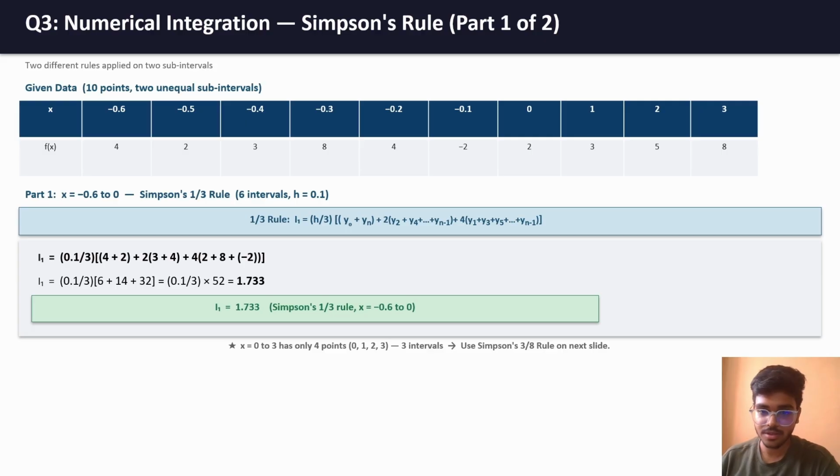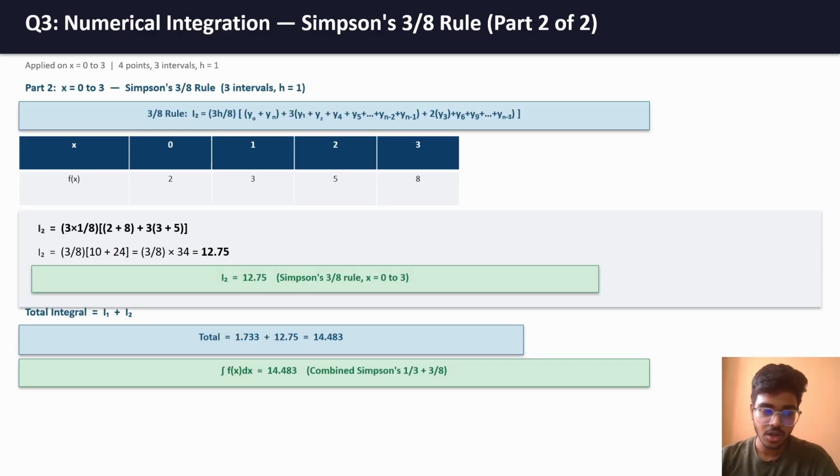Okay, so now let us substitute our values, where our y0 equals 4, y minus 1 equals 2, y minus 2 equals 3, y minus 3 equals 8, y minus 4 equals 4, y minus 5 equals minus 2, and y minus 6 equals 2. Now substitute our values in this formula. Then after solving this, we will get 1.733. This is our first subinterval value using Simpson's 1/3 rule.